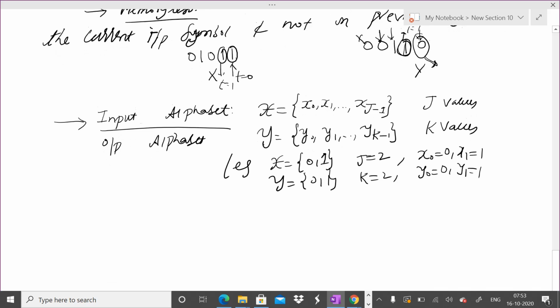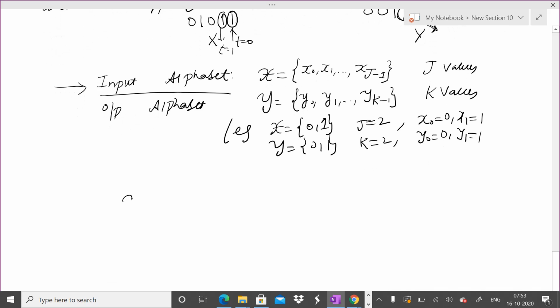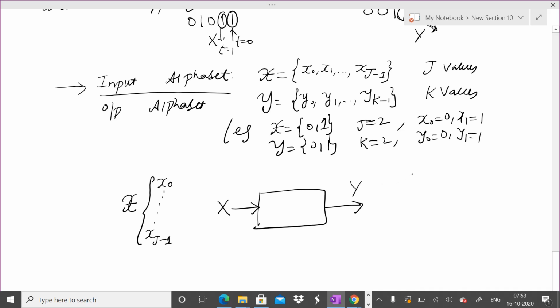Now here is a way to represent it. The input can take any of the values x0 through xj minus 1, and the random variable which denotes that it can take any of these values will be denoted by x. Now here is a channel, and at the receiver we receive y, which can take any of these values, which is the alphabet set y.